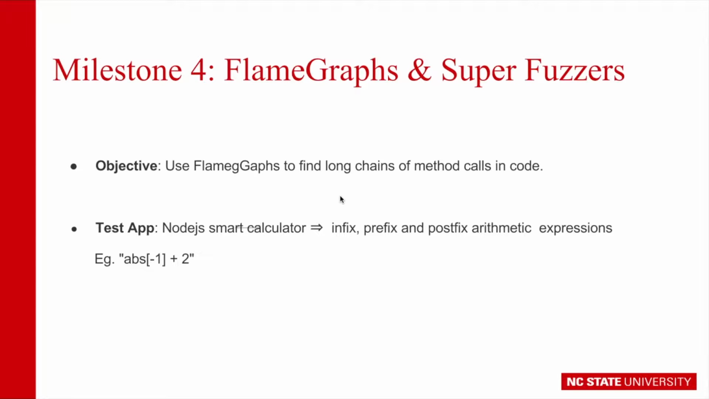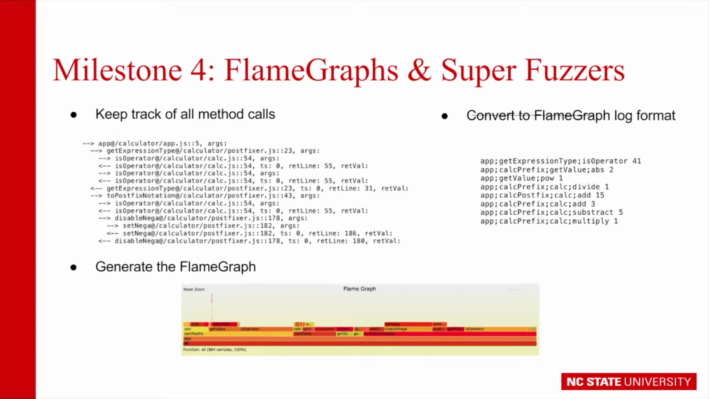So in milestone 4, we also want to use flame graphs to find the long chains of method calls in the code. Our test app is a Node.js smart calculator, which can evaluate infix, prefix, postfix arithmetic expressions. So the main idea is, each time we evaluate an arithmetic expression, we need to keep track of all the method calls involved. And then we convert such method calls log into flame graph log format. By using the tool provided by the inventor of flame graph, we can generate such a flame graph.